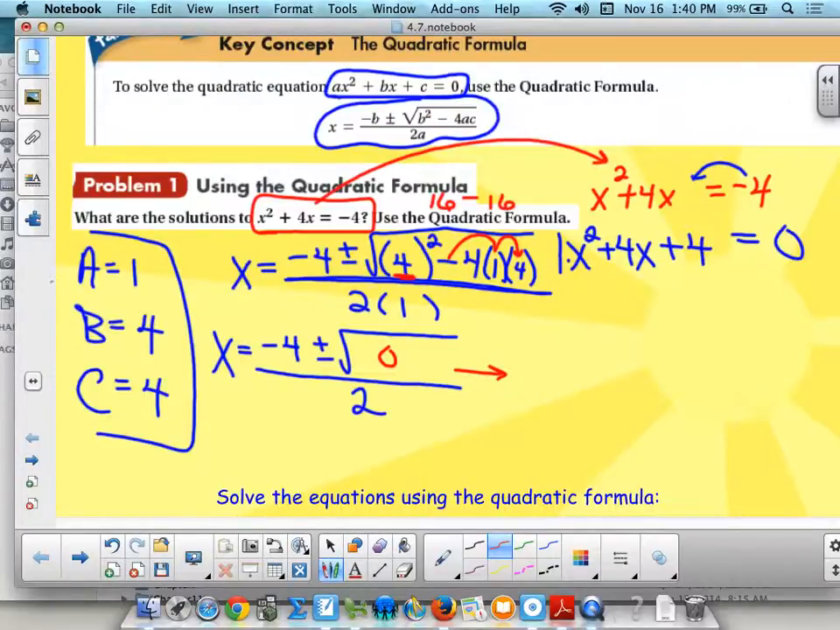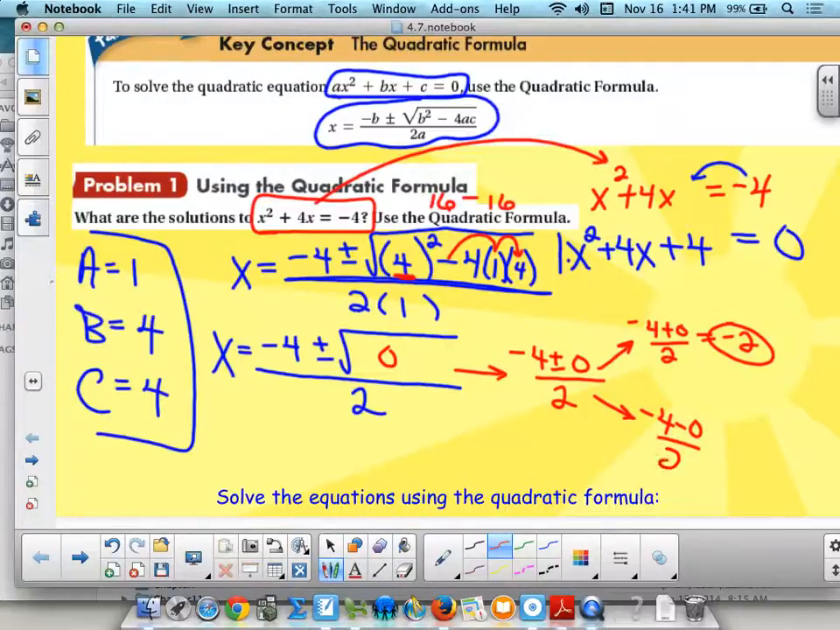It's negative 4 plus or minus 0, because that's what the square root of 0 is, over 2. Usually, guys, you split off into 2 answers. But really, are there 2 answers? No, not when the number inside here is 0. It's going to be negative 4 plus 0 over 2, which is negative 2. The other answer is negative 4 minus 0 over 2, which is still negative 2. So there's only one answer to this quadratic equation.